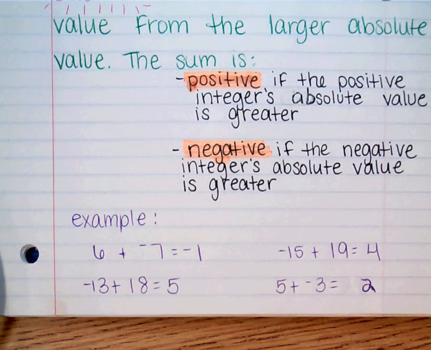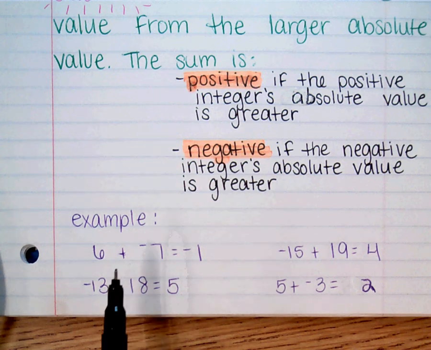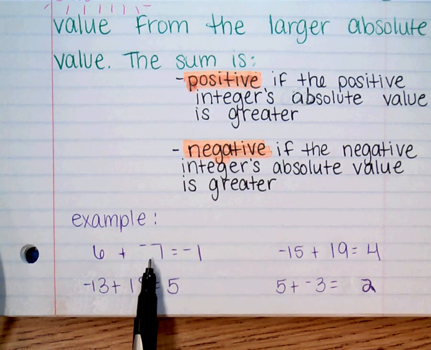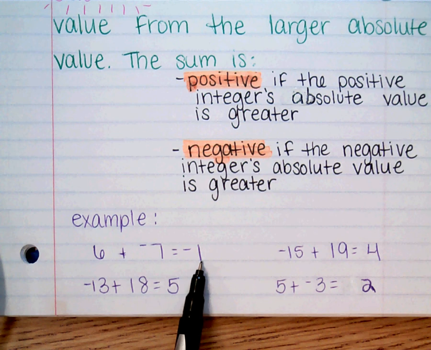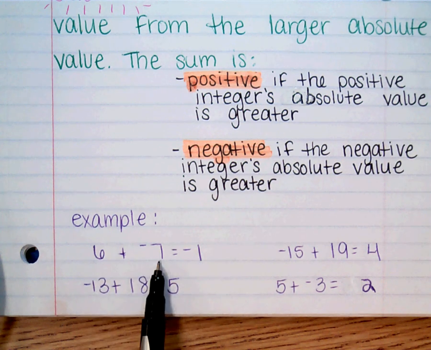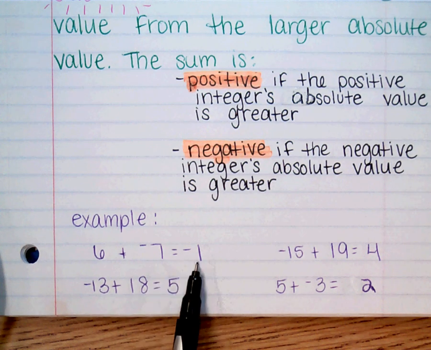And then here are some examples. So 6 plus -7, those have different signs. So you subtract them. 7 minus 6 is 1. And then you take the sign of the integer that has the larger absolute value. So -7 has a larger absolute value of 7, so it takes the sign.